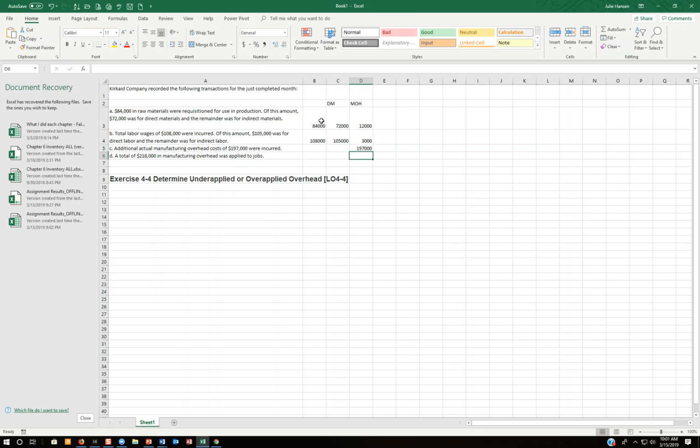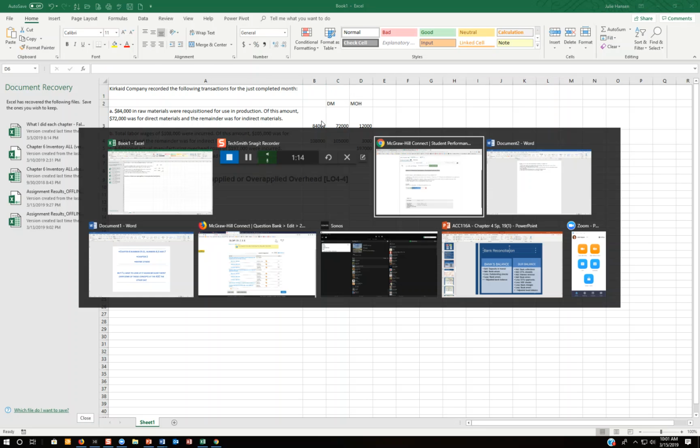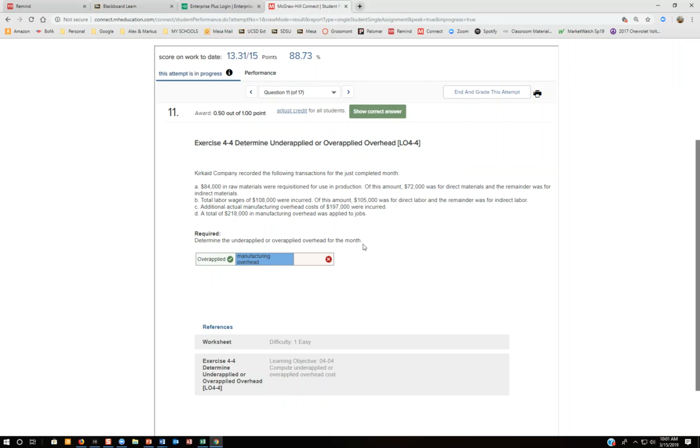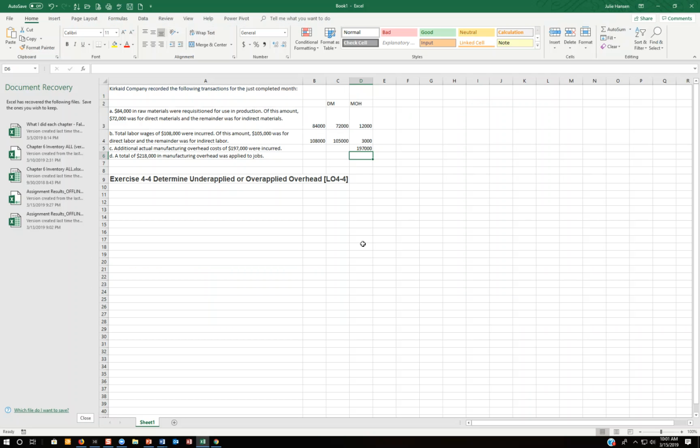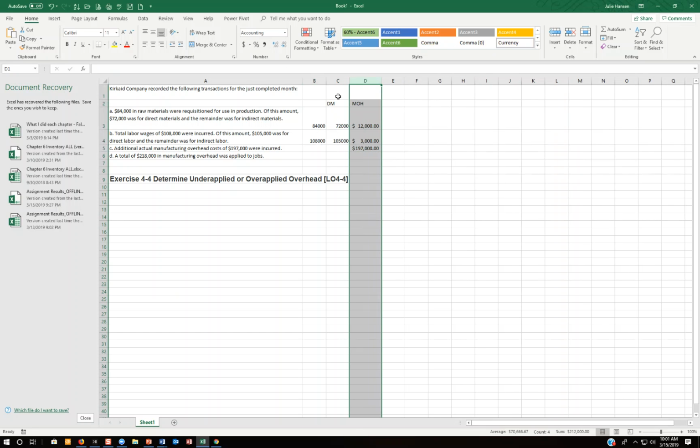Okay, and then it says 218,000 was the underapplied or overapplied for the month. And in this case, this question is actually much easier. Do I need any of this? Well, the only part I really need is the manufacturing overhead portion.